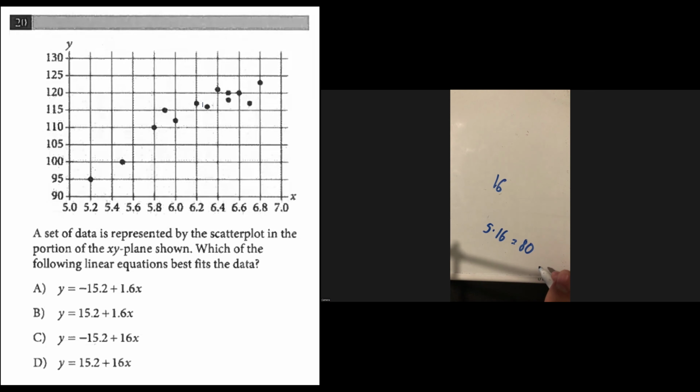And then you'd go back from 95. So 95 minus 80 is 15. So the y-intercept is approximately 15. And for these answer choices, 15.2 is pretty close to 15. So the correct answer is answer choice D.